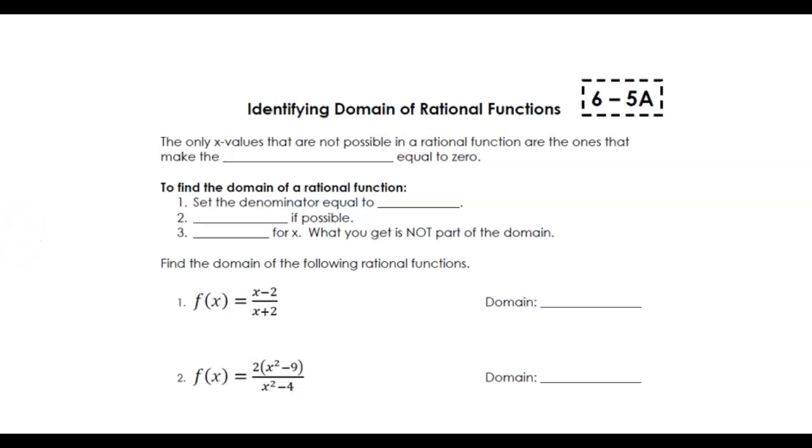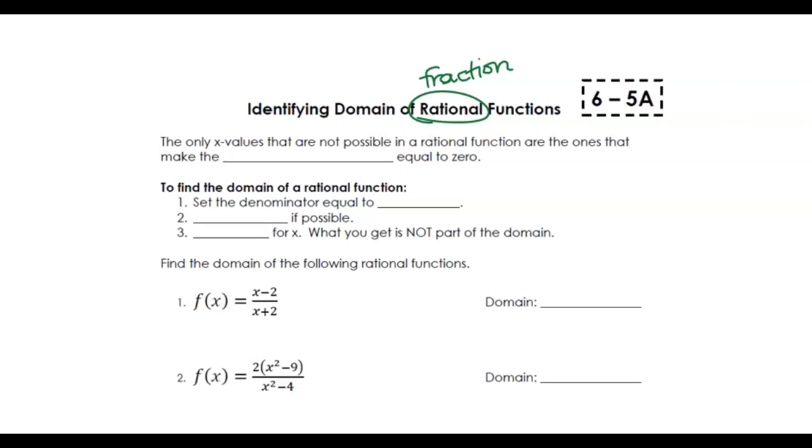Okay. So today the 6-5A notes are about identifying the domain of rational functions. So rational, again, meaning what? Fraction, yeah. So we're going to be dealing with numerators and denominators again today. The only x values that are not possible in a rational function, so in a fraction, are the ones that make the denominator equal to 0.